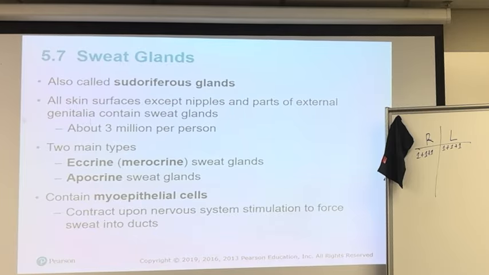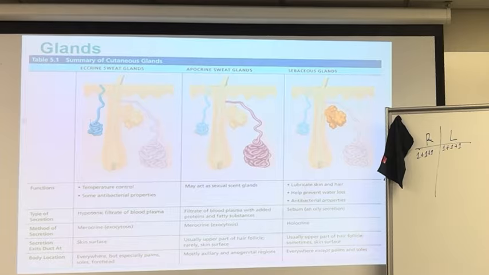Okay. So eccrine sweat gland, apocrine sweat gland, and these contain myoepithelial cells, which contract upon nervous system stimulation to force sweat into the ducts. Now when we say eccrine sweat gland, they are merocrine. That means they secrete the sweat by exocytosis. So we have all these three different types of gland. I'm sure you already know all the differences, right? Can you tell me which one is what? What about this blue one right here?